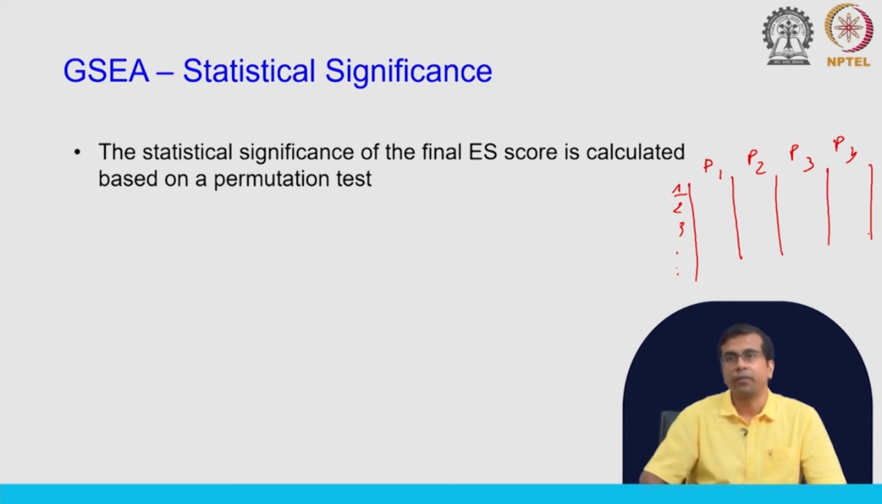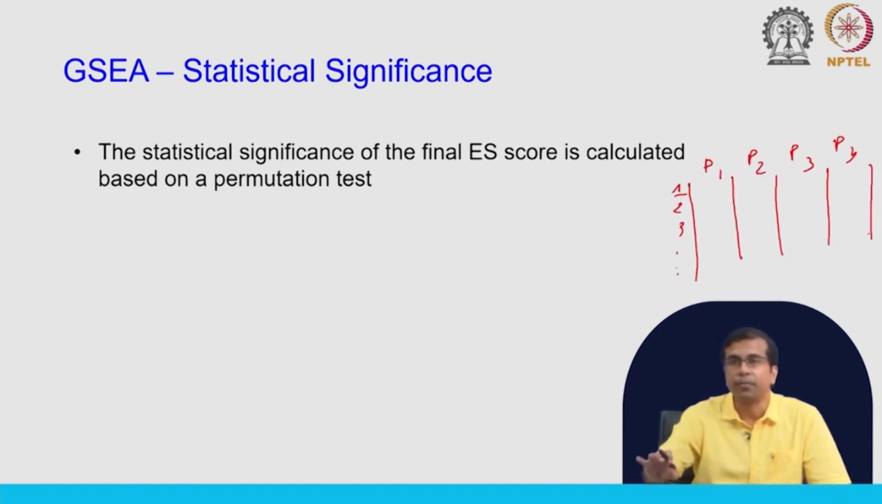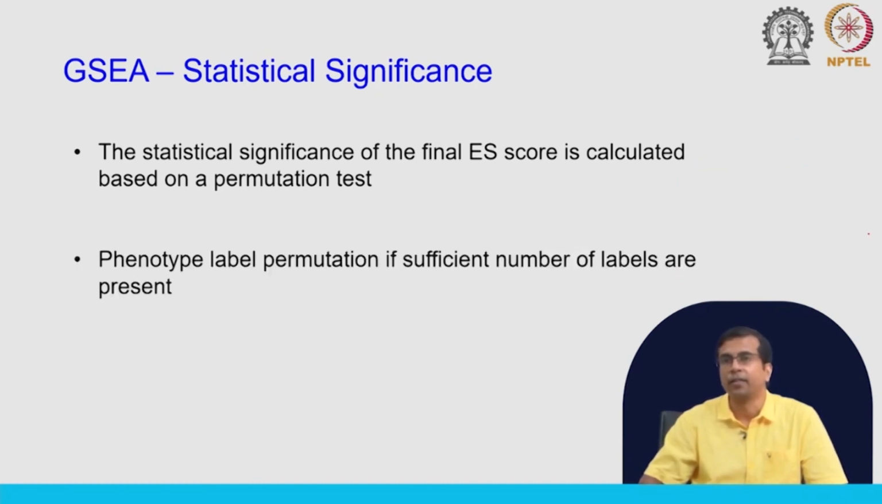and once you have these phenotype labels, what you do is you permute these phenotype labels. Okay. So, you change these phenotype labels and see whether the gene set is still enriched or not. So, you calculate this enrichment score again. So, you perform this phenotype level permutation if you have a sufficient number of labels present. Unless you have, let us say, 7, 8 or so, that is recommended by GSEA, you cannot do this process.